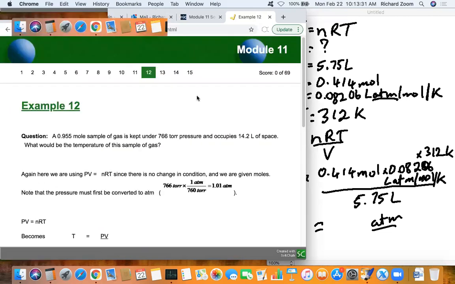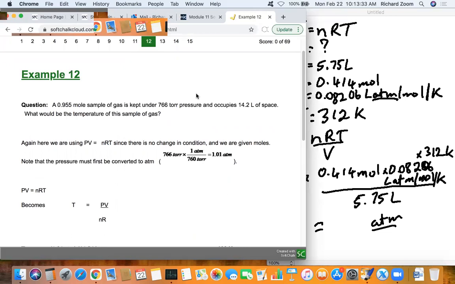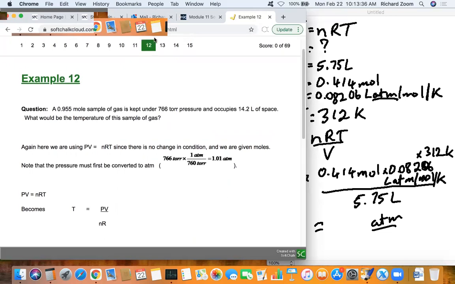And R doesn't change at all. R doesn't change. R is a constant value. Okay.